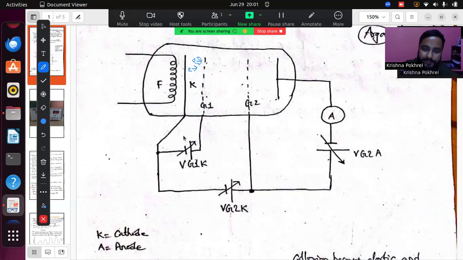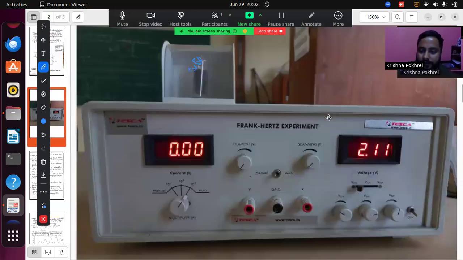This grid tries to attract electrons and push them forward. We have set up this voltage such that grid 2 filters the electrons and transfers them to the anode. We have set it to catch all the electrons and complete this circuit and show the reading in this anode. This emitter is connected in series. This is the anode, and this shows the electron current, a flow of electrons in a very minimal value.